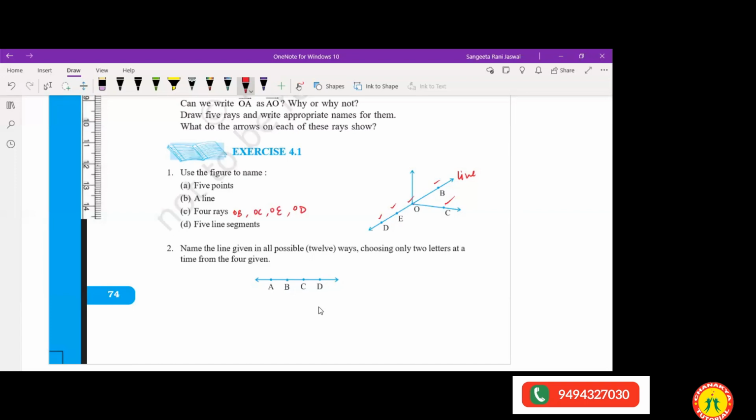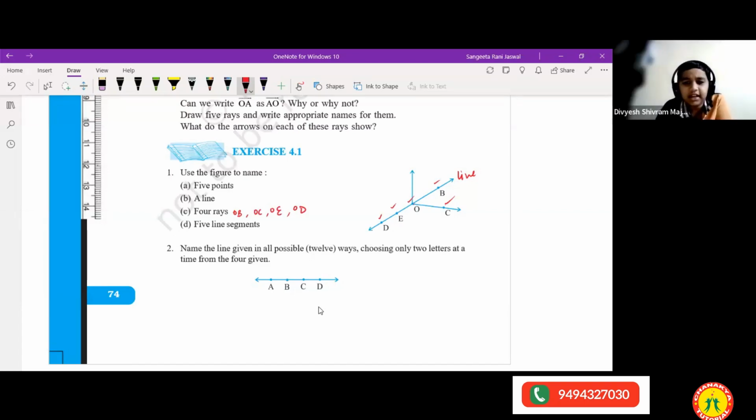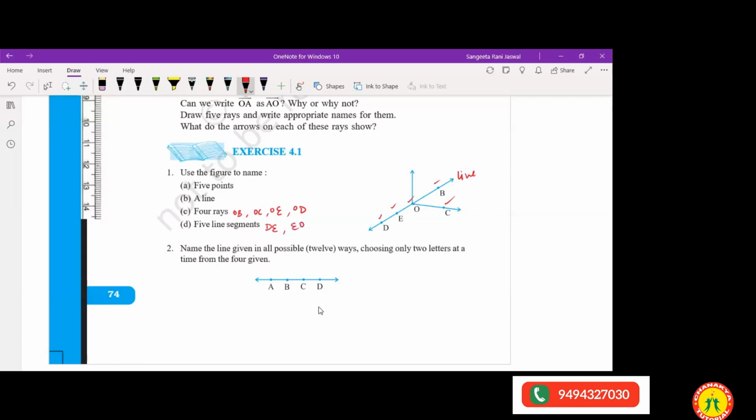Then 5 line segments. Which are the 5 line segments? Ma'am, line segment DE, EO, and OB. And any further? DE, EO, OB, ma'am, and EB. EB.